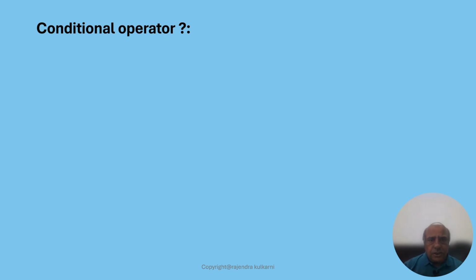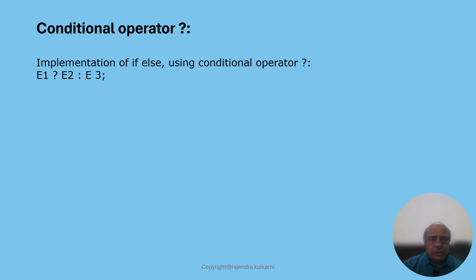We can use the conditional operator for executing decision control if-else. We can implement it with a very simple statement: E1 question mark E2 colon E3 and a semicolon. Here E stands for expressions. We are using 3 expressions in this, E1, E2 and E3.